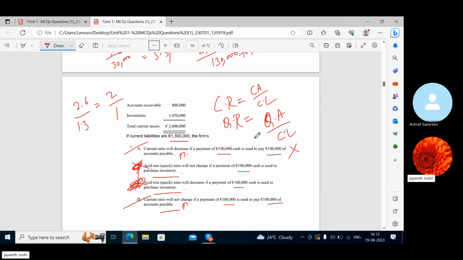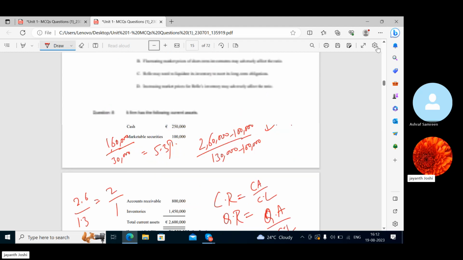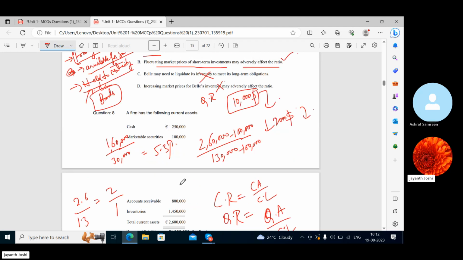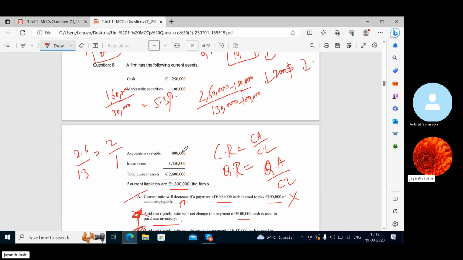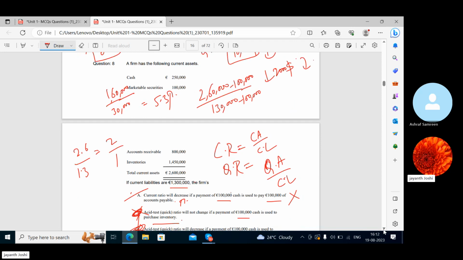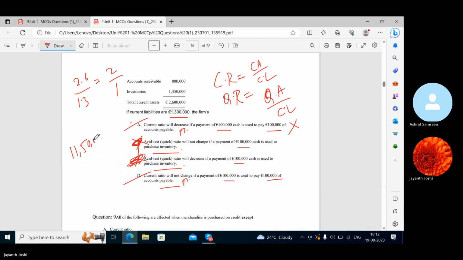Okay, I'll do the second one. What is the quick ratio? Acid test ratio. First, we will see what is acid test ratio. We need to take cash in hand, cash. We need to take 2.5 plus 1, 3.5. 3.5 plus 8 is 11.5. Okay. So I'll take 11,50,000 divided by 13 lakhs. So it is 0.88, my ratio.